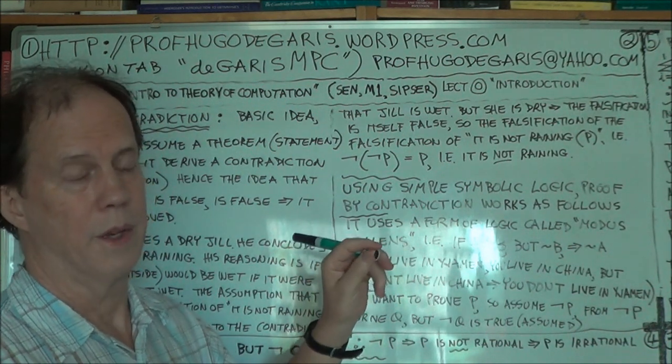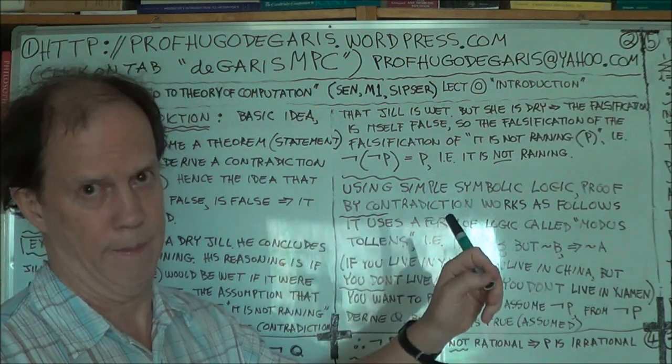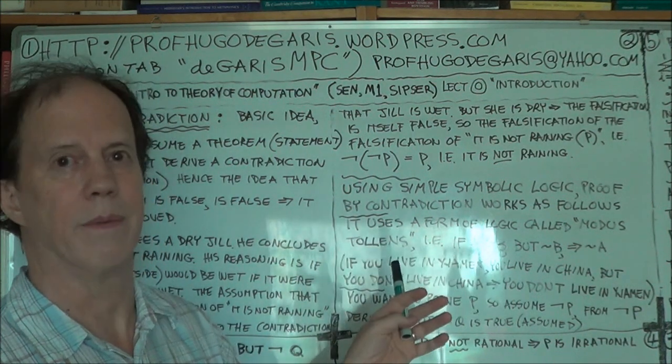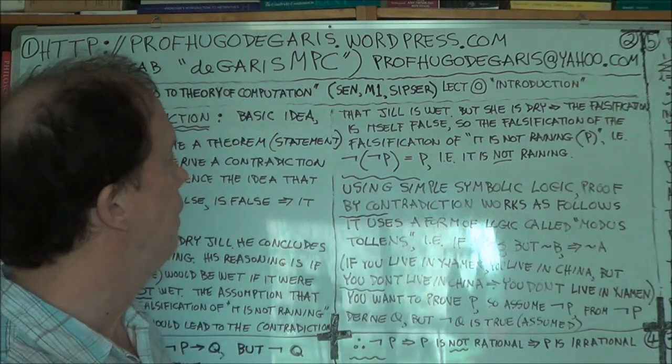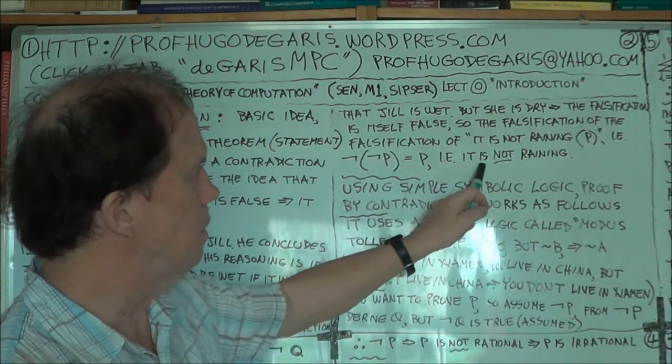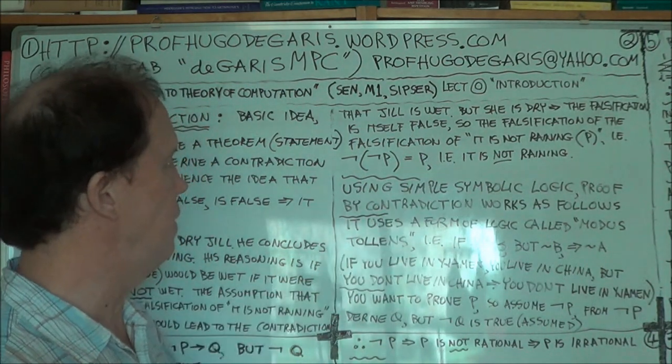And what you started with was not P. So that's false. So you have not not P. Well, not not P is just P. So you've deduced P. In other words, it's not raining. That's what your P stands for.